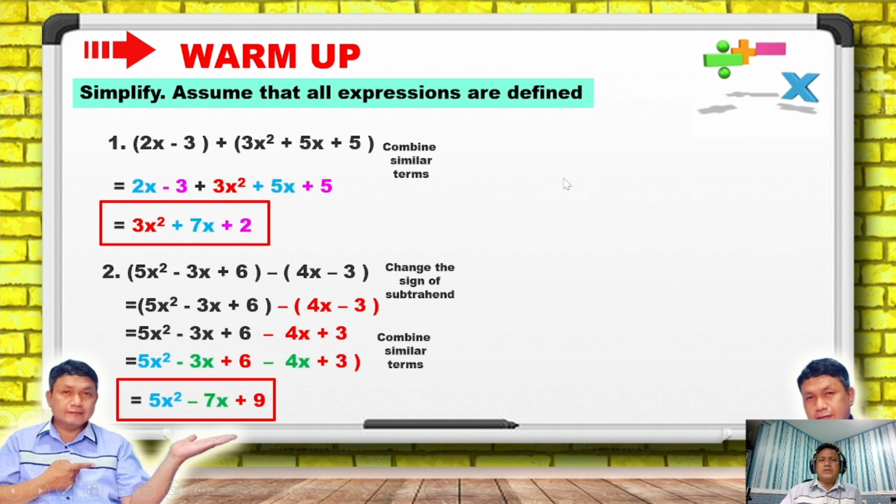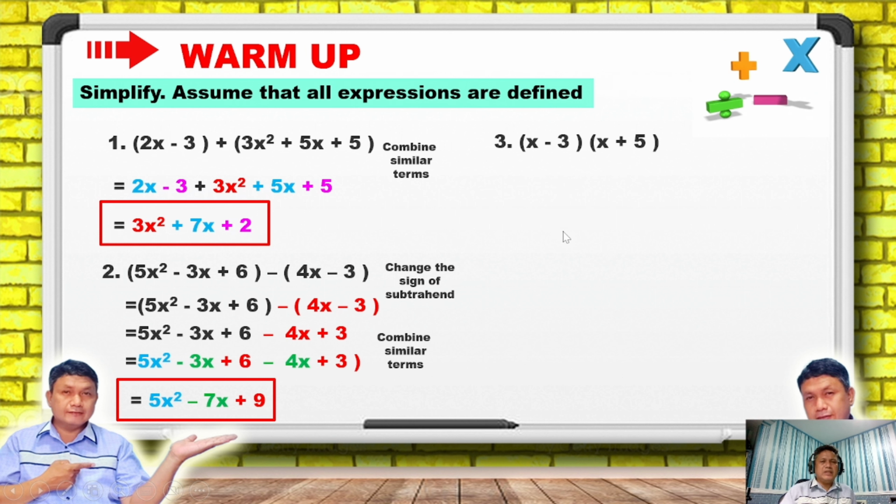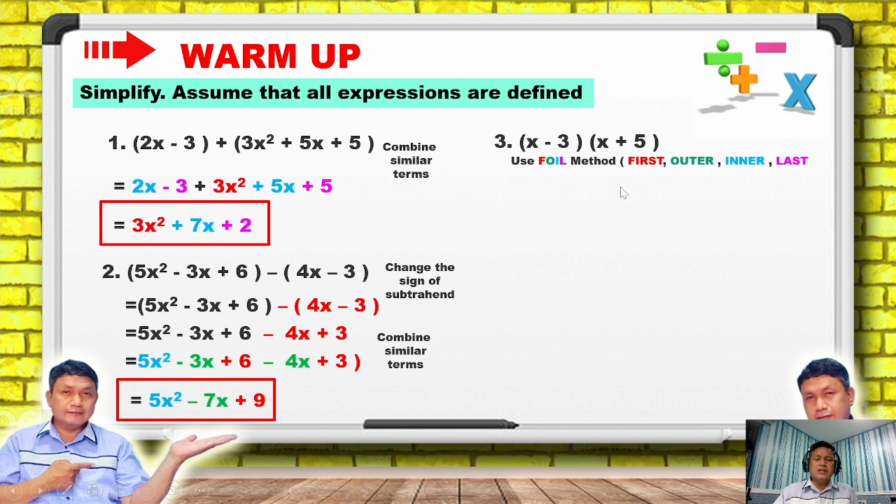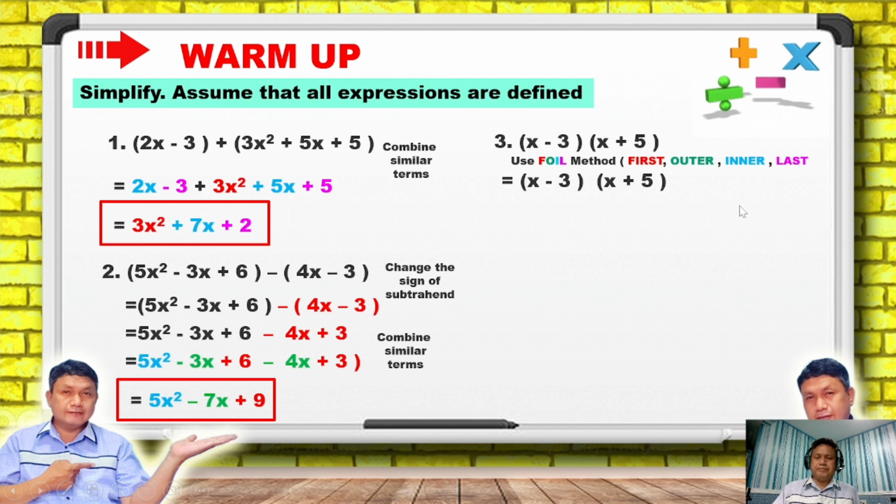Next, let us proceed to number 3. Okay, so what is the operation? Yes, exactly. So this is multiplication. But at this time, this is an example of multiplication of binomial. So what method that we need to use in this example? Yes, so at this time, we will use the FOIL method. So FOIL stands for the first, outer, inner, and last. Okay, so let us begin.